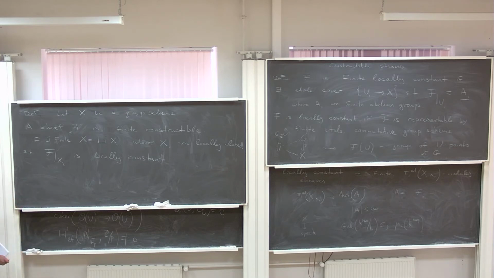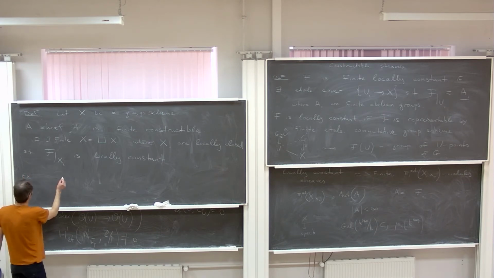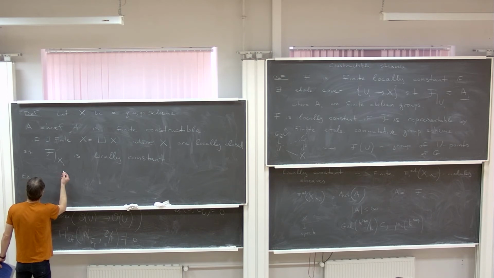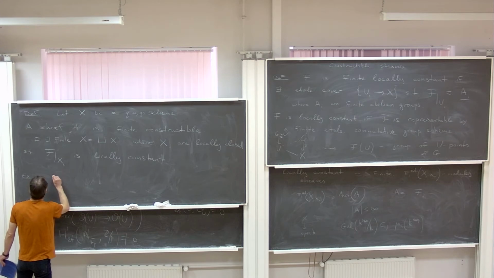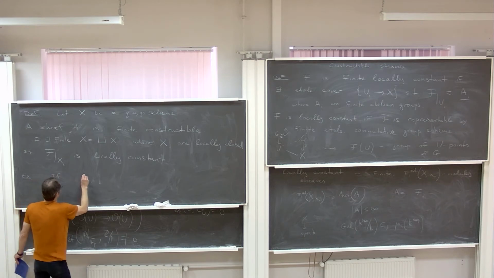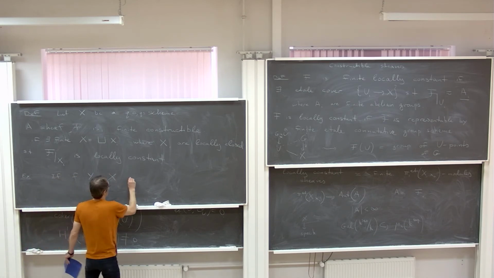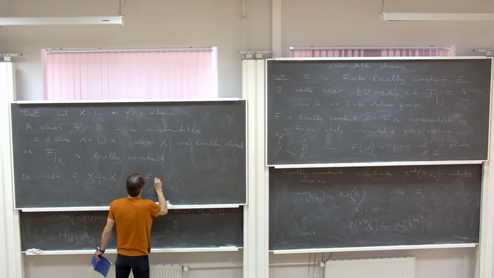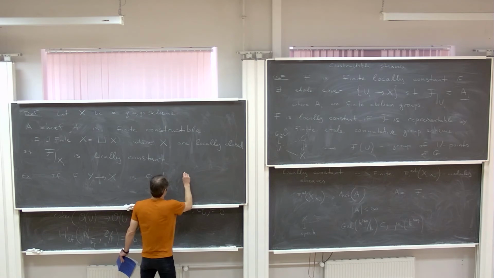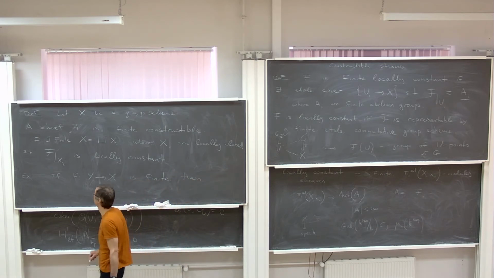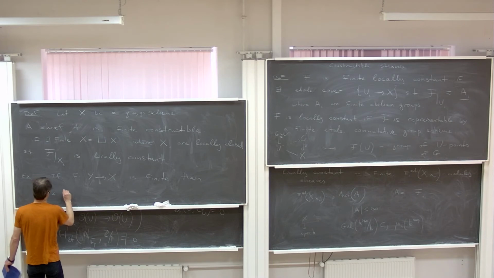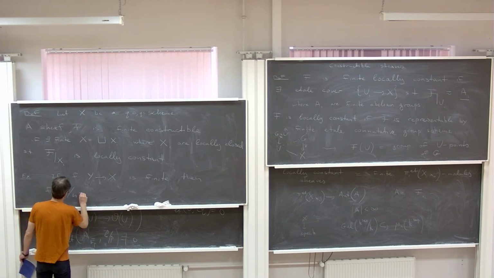Okay, so here is an example. So let's take some finite morphism. If a map from Y to X is finite, then the direct image, say, of the constant sheaf is constructible.